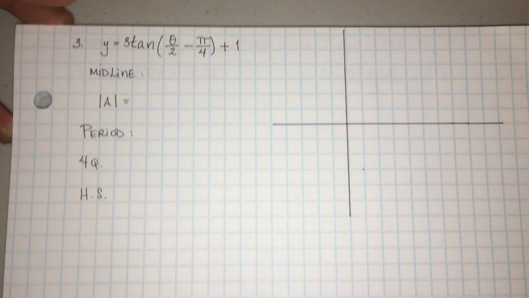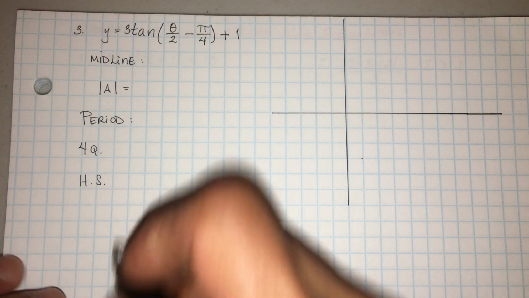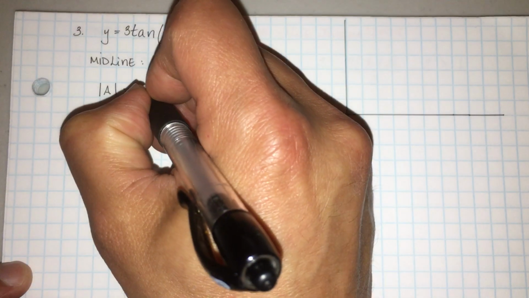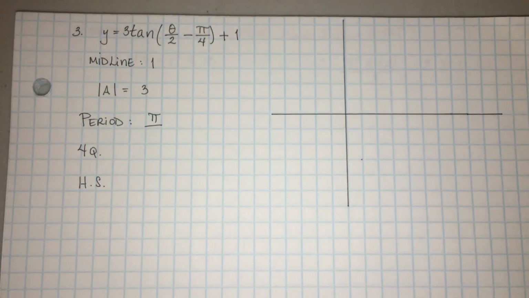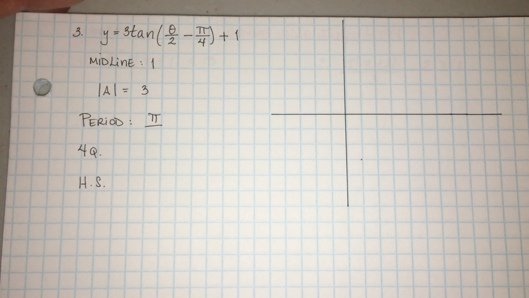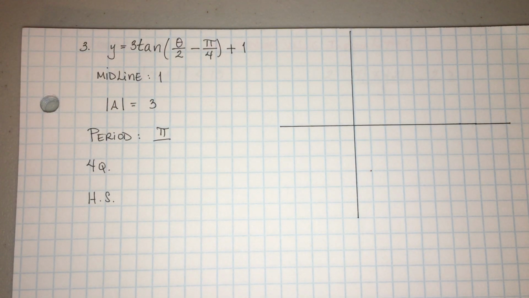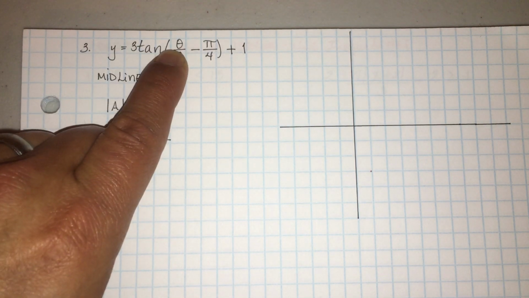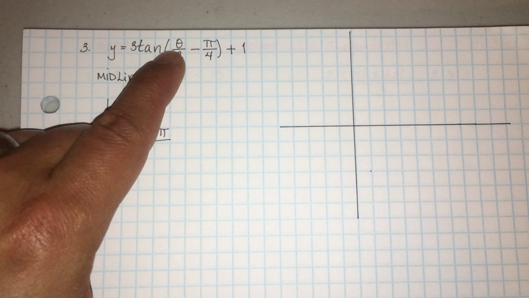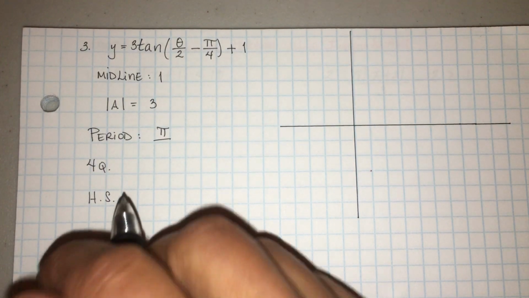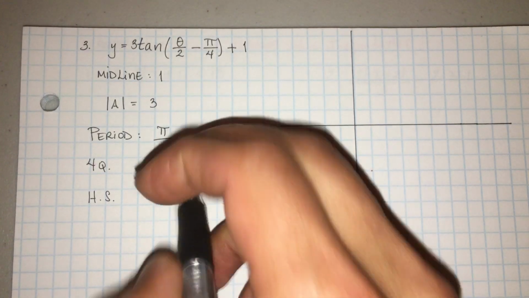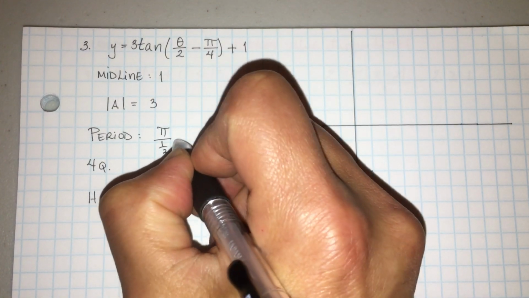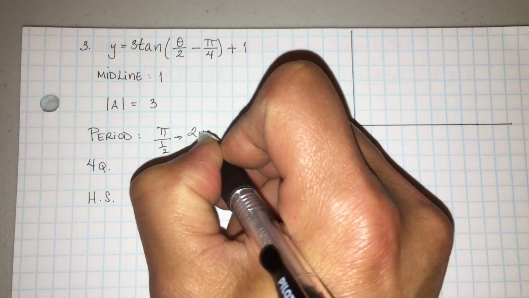Same thing over here. What's my middle? It's 1. What's my amplitude? It's 3. What's my period? It is pi over what's in front of the x. Now you notice this is theta, and remember, theta is the same thing as x. Instead of being a letter for us, it's a Greek letter, just like A, B, C. It serves the same purpose. So pi divided by b, the same thing as pi divided by 1/2, which becomes 2 pi.